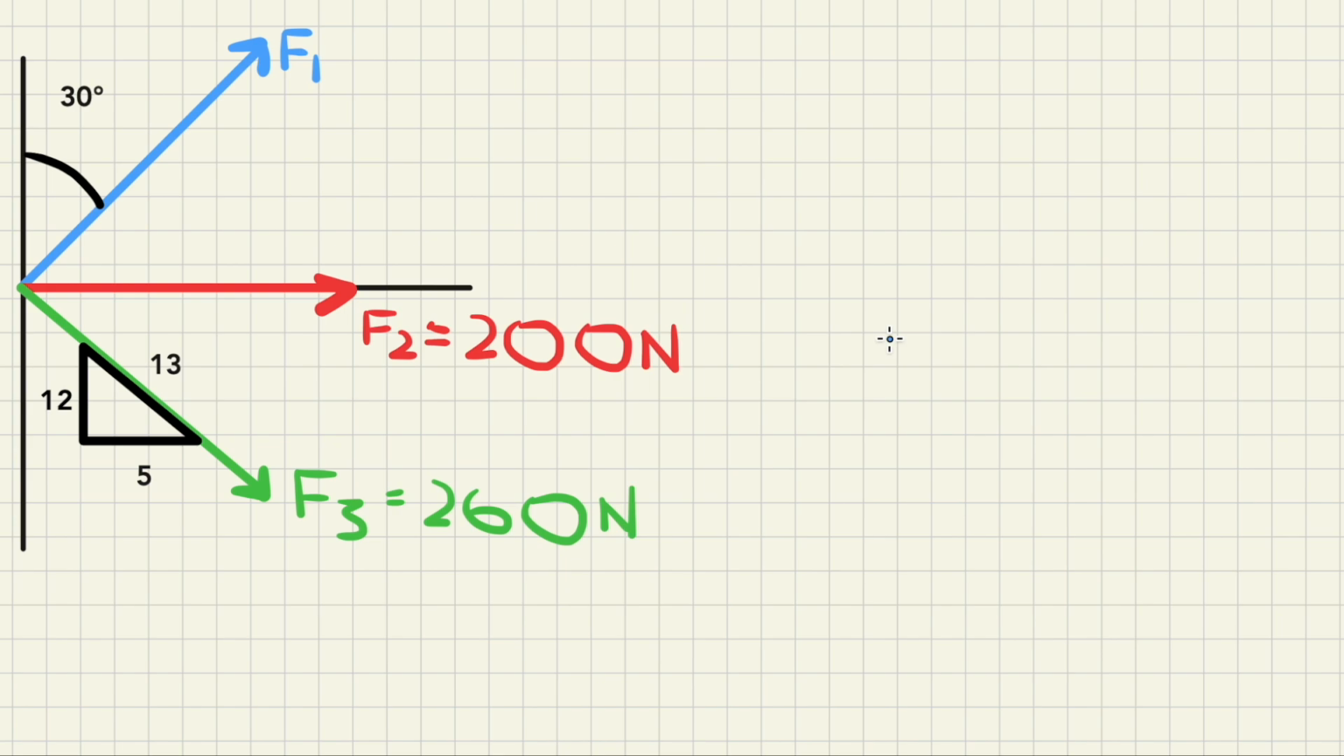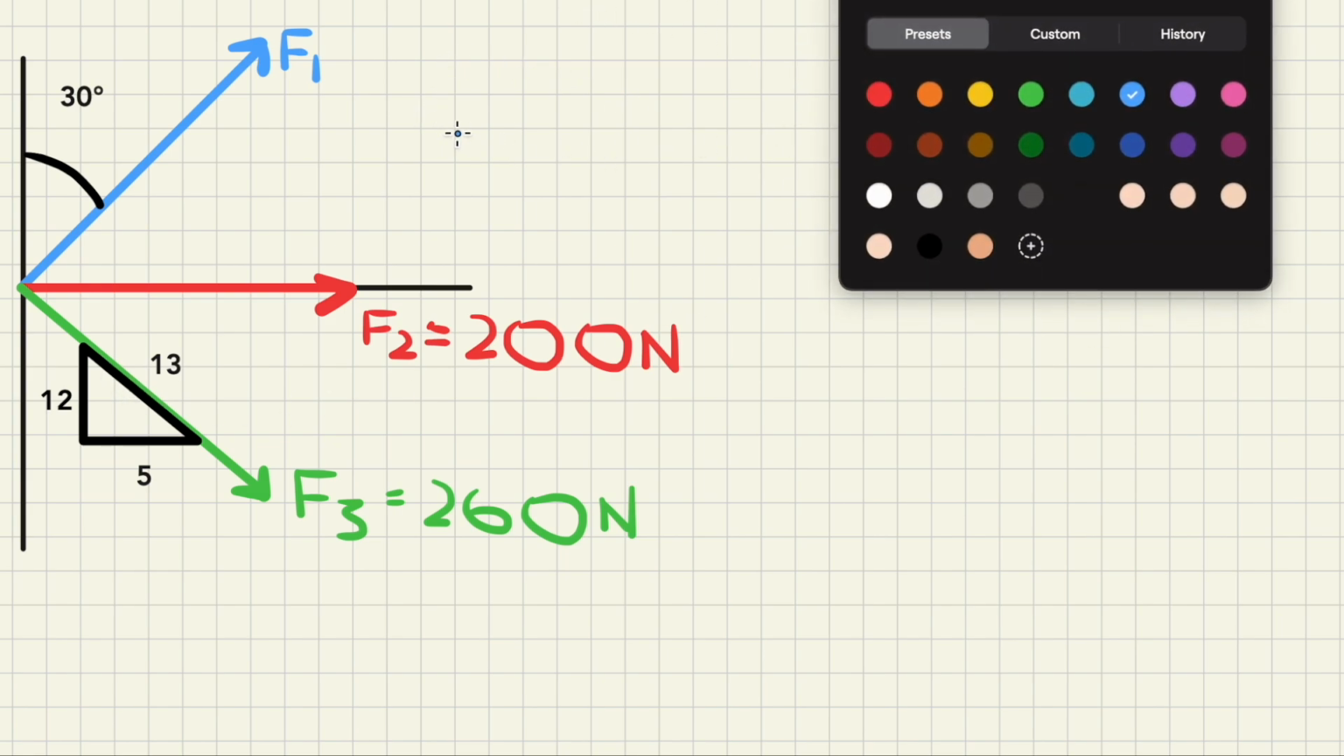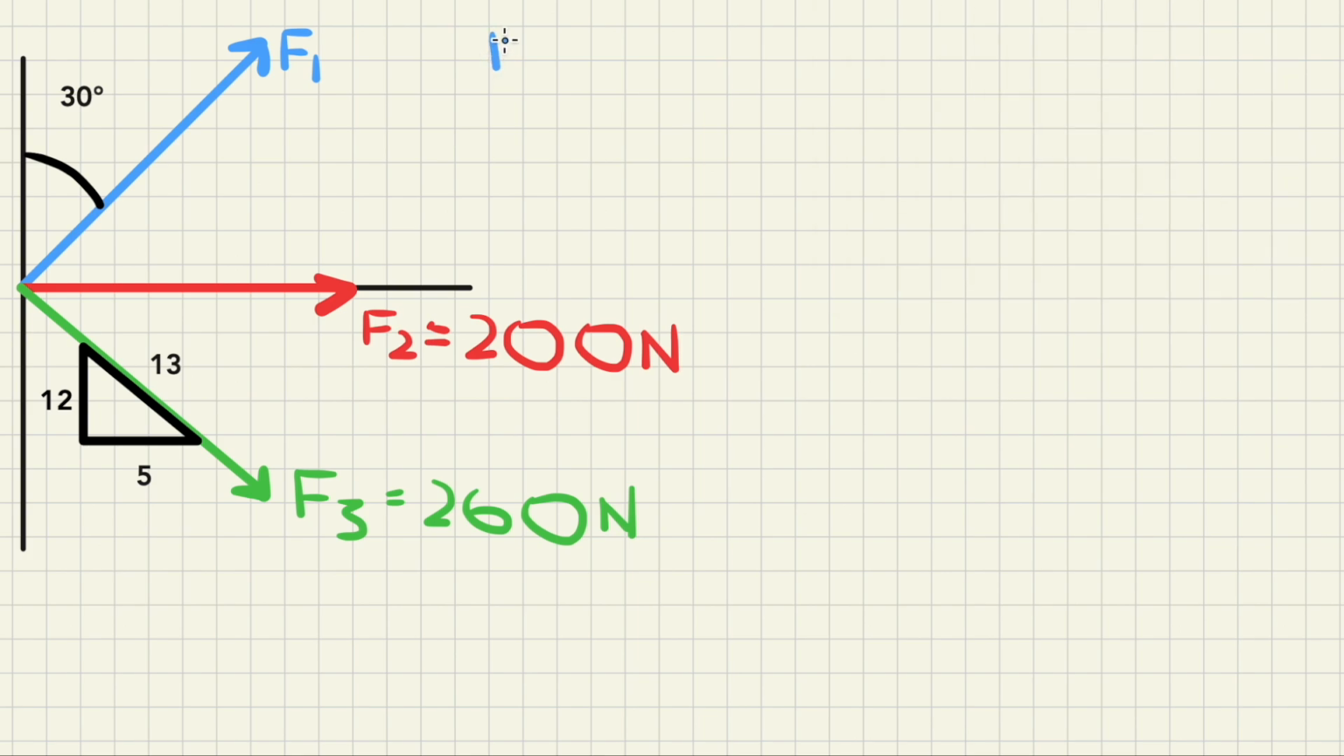So the way we're going to start this is we always want to break down our components into our different x and y axes. So since we have three forces, we're going to be doing this 3 times. So we're going to start with our F1 force, which I'm going to write out over here. So we have our F1x and our F1y. So that basically means we want to know how much of F1 goes in the x direction and how much of it goes in the y direction.